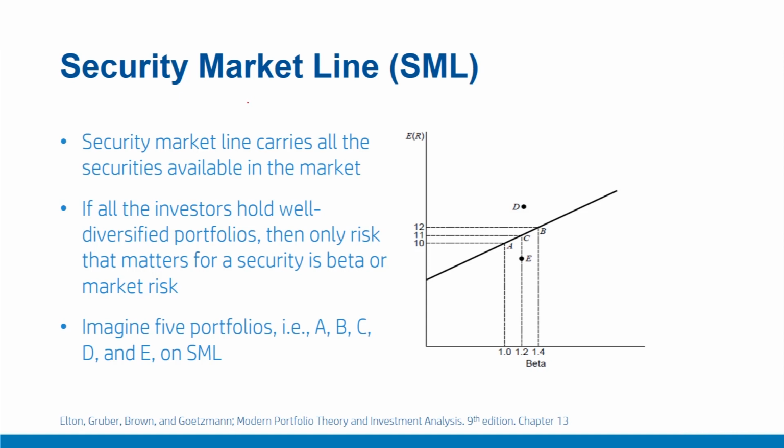Thus, one can plot all the risky securities on the expected return-beta space. The assumption is that market risk is the only factor that affects the expected returns. Let us examine 5 portfolios A, B, C, D, E as shown in the figure. These investments and their betas are also plotted on the figure. And the security market line, SML, is plotted like this. We'll discuss this SML in more detail. This SML plots all the securities available in the market. And these A, B, C, D, E are securities.